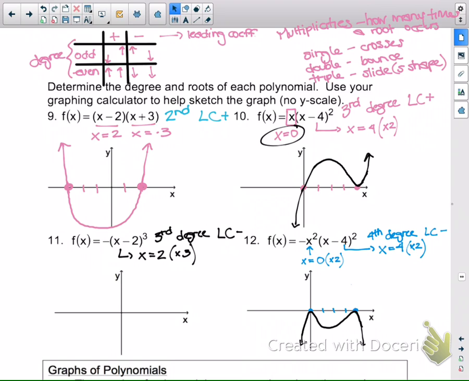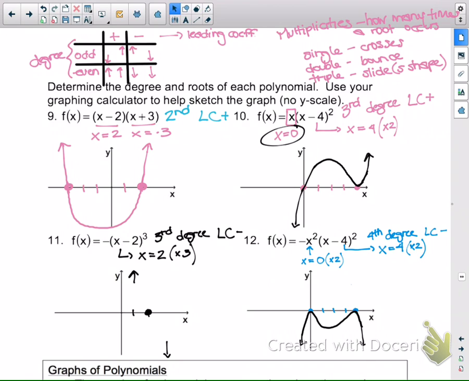Leading coefficient is negative. Okay. All right, so I graph my root at 2. What do I know about the ends of my graph here? If it's a third degree negative, check our chart up there. Which way does the left side go? Up, and the right side goes down.